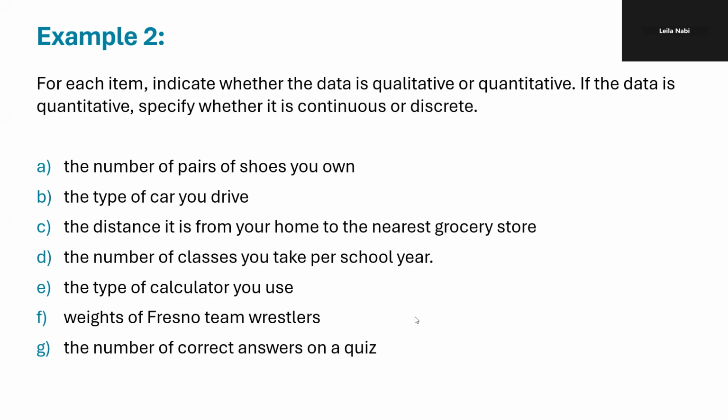The type of calculator you use. We have different types of calculator like TI-83 or TI-84 or TI-30. So it's just a name. The results are some names, so it's qualitative. Weights are numbers, so it's quantitative. And since weight can have any number, that is continuous. The number of correct answers on a quiz. 1 correct answer or 2 correct answers or 5 or 10 is a number, it's quantitative. But since it's talking about the number, it is finite. So that's discrete.